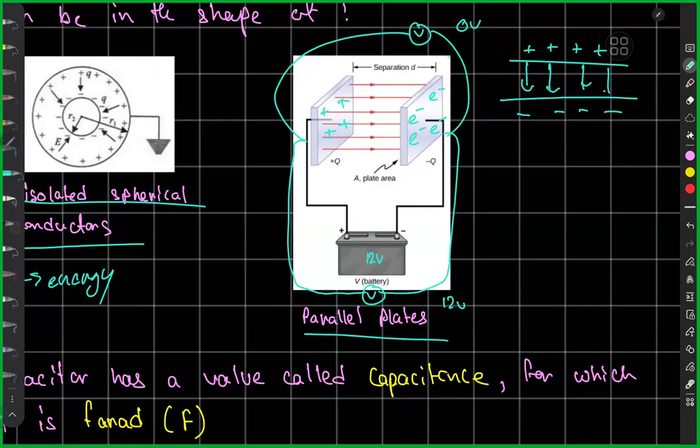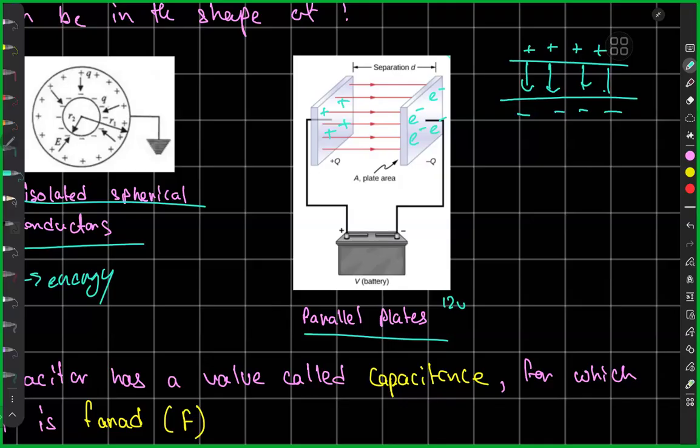What will the reading be? 12 volts again. So the potential difference across the capacitor will also be 12 volt. Why am I saying that? Why does it make sense? I just showed you by connecting the voltmeter at multiple positions that it should be 12 volts. That is one way to think about it.